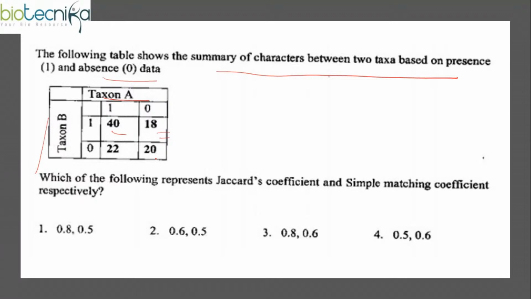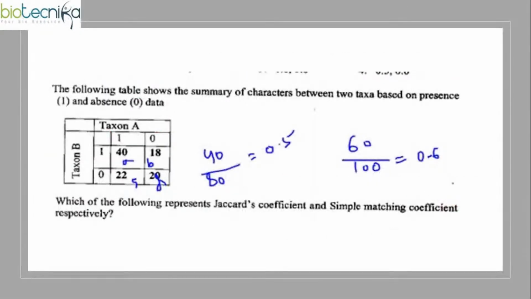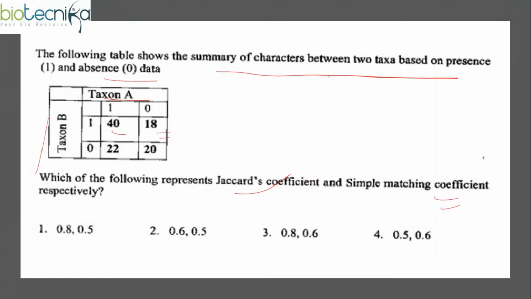Okay, so now suppose here we have to find out which particular coefficient is for Jacquard and which is for simple matching coefficient. Can you do this? Can you add up? I am just exhibiting the answer only. Take your time, solve this and try to represent.